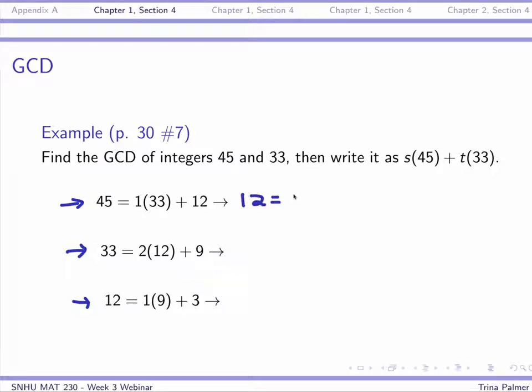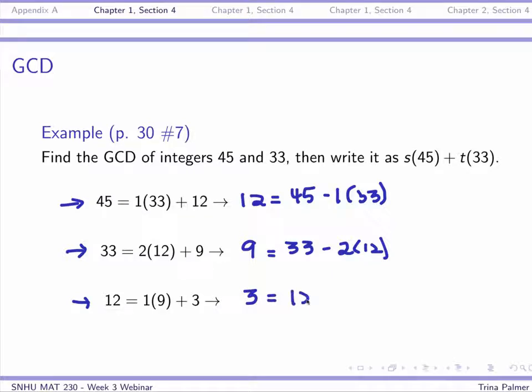So I'm just going to put the 1 times 33 on the other side. Then we do the same thing when we solve for 9. So 9 is 33 minus 2 times 12. And then 3 is equal to 12 minus 1 times 9.